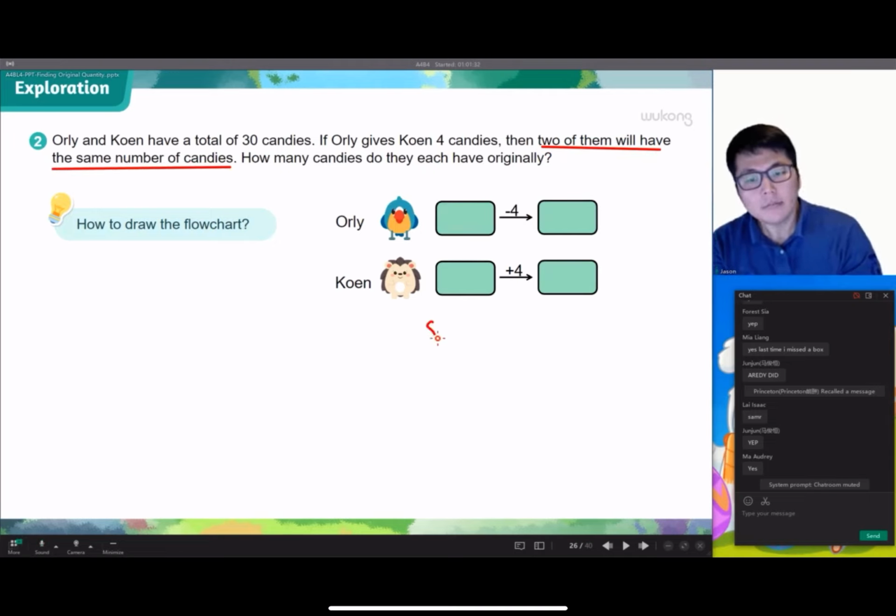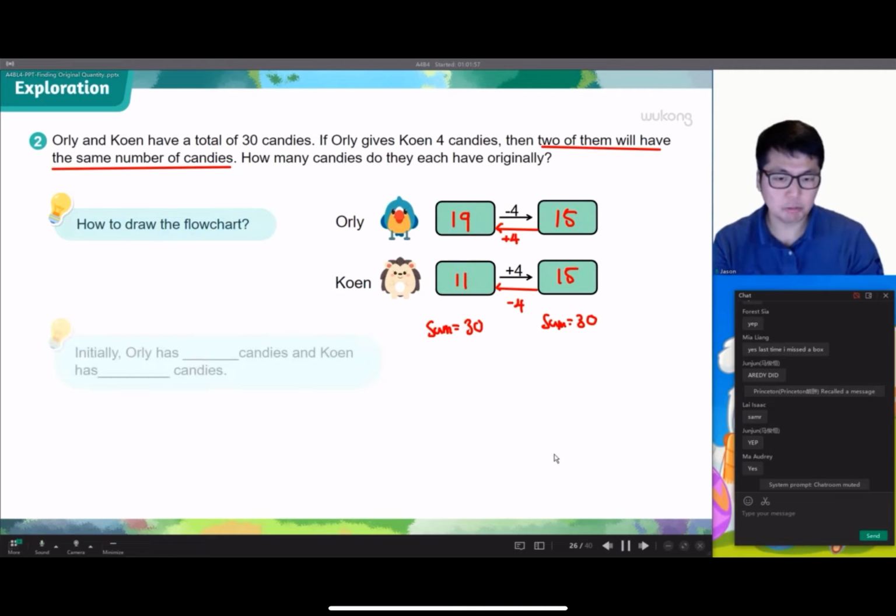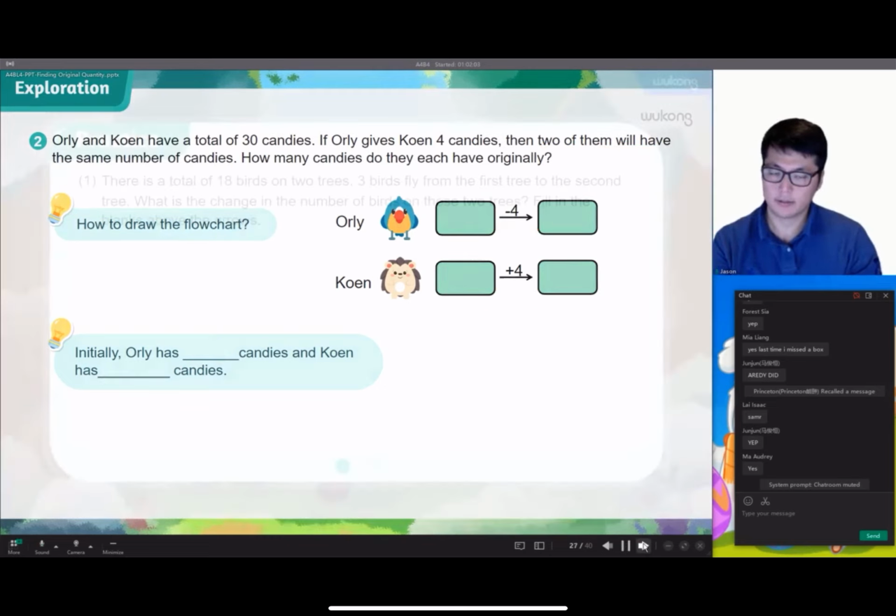So, guys, the sum does not change. If they have the same number, it's going to be 15 and 15, right? So going backwards, you need to add, and going backwards, you need to minus. So that means Orly originally has 19, and Cohen only has 11. Okay? So yes, initially Orly has 19, and Cohen has 11 candies.